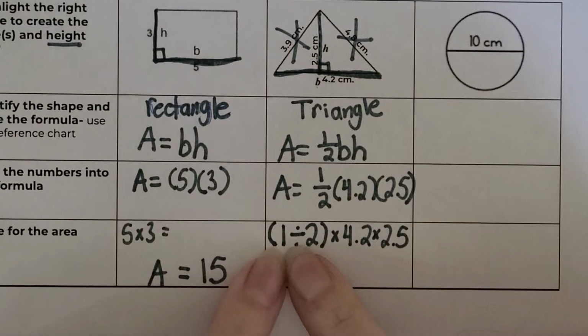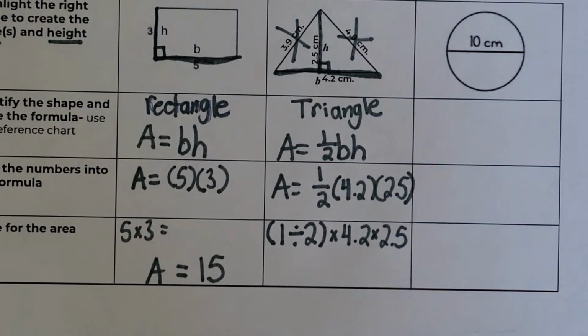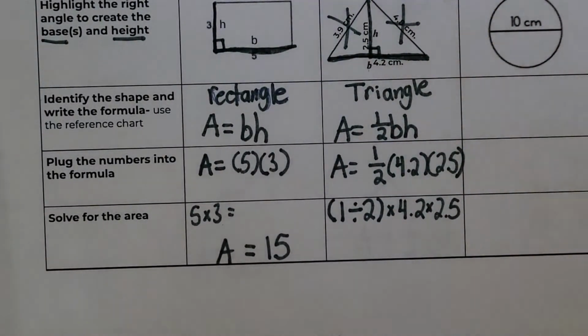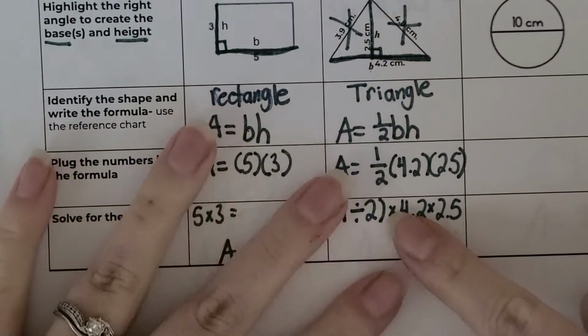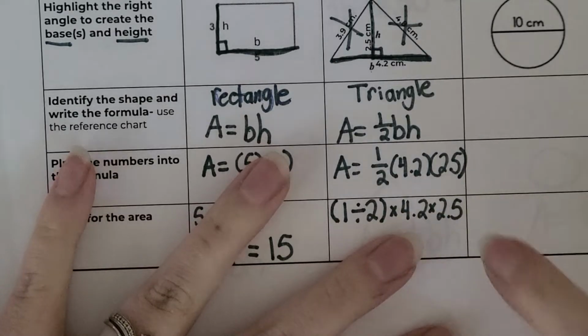So to include our fraction, you're going to put it in parentheses, 1 divided by 2. Let me get my calculator. All right, apologies. I actually don't have a calculator. I didn't bring one home when I left. Sorry.